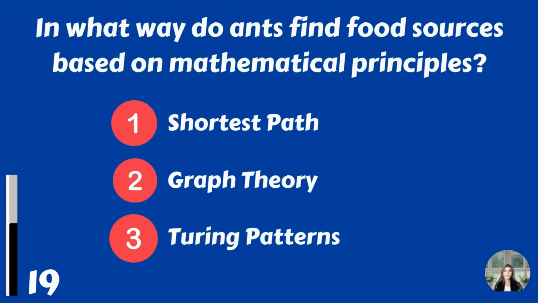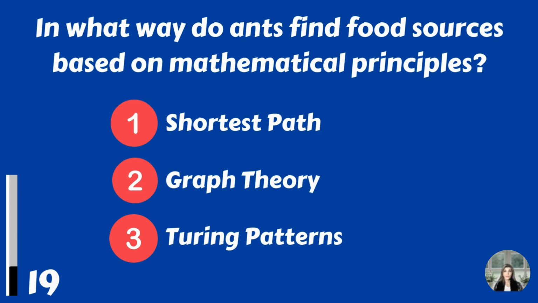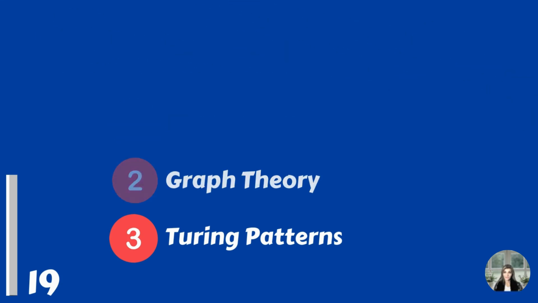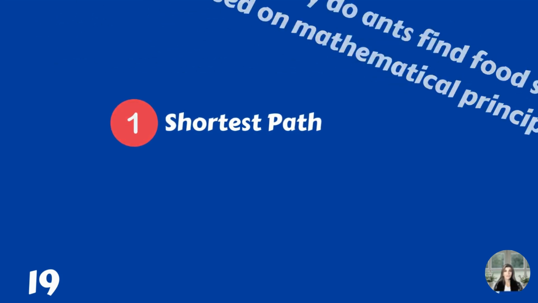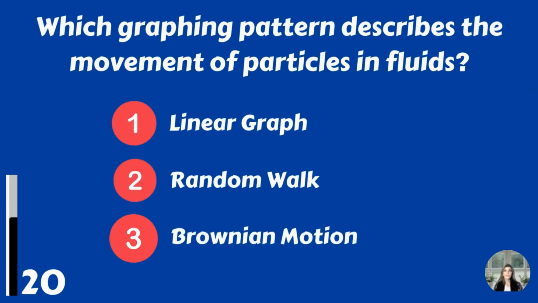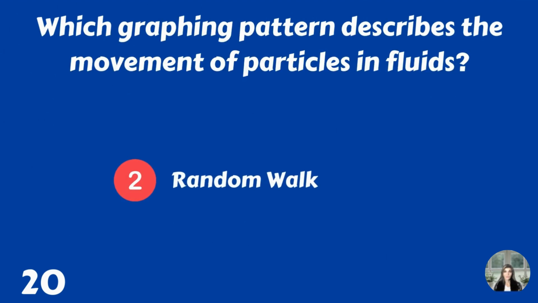In what way do ants find food sources based on mathematical principles? Shortest path, graph theory, or Turing patterns? Shortest path. Question 20. Which graphing pattern describes the movement of particles in fluids? Linear graph, random walk, or Brownian motion? Random walk.